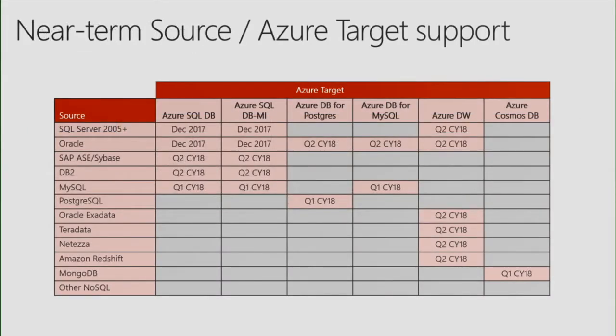From source-target pair, I'm not going to go through each and every cell. This is available to you. It's recorded. You don't have to take a picture. You can download this PowerPoint. But this is the timeline between now and Q1, Q2 of next year. And I would love to understand if you have any sources that you don't see here or targets you don't see here. We would love to understand what they are, what the scenarios are.